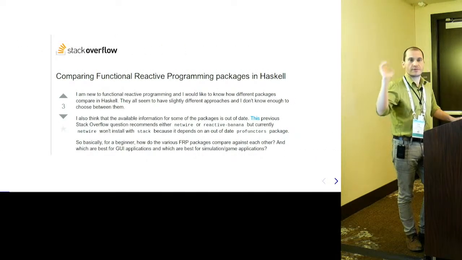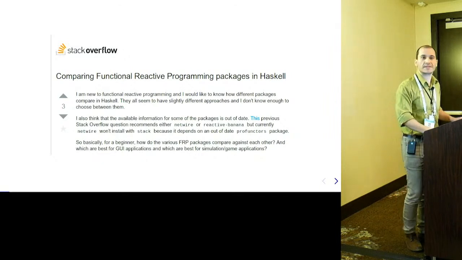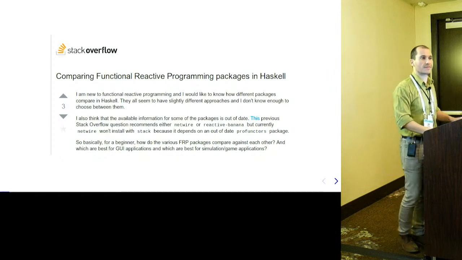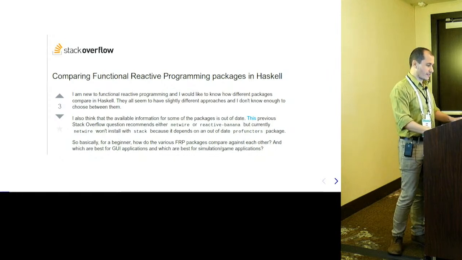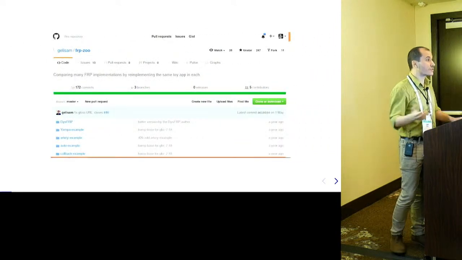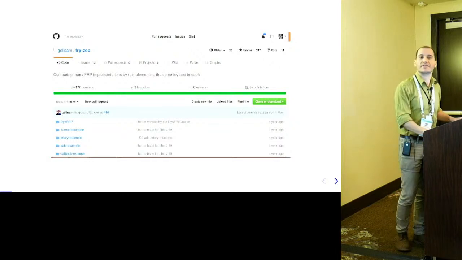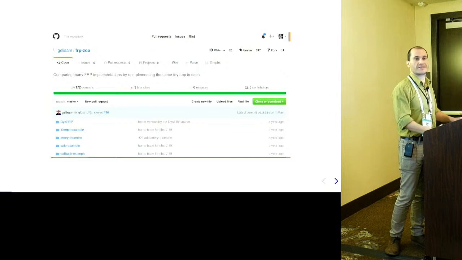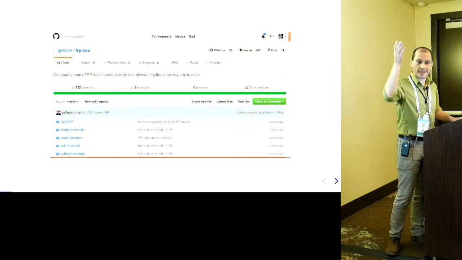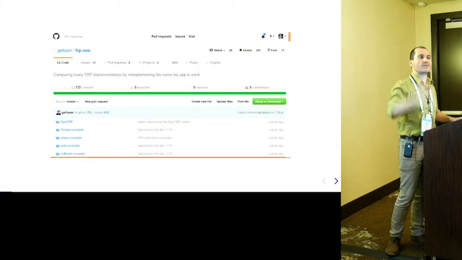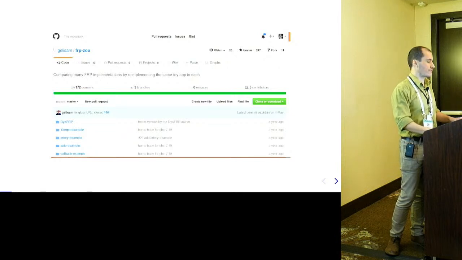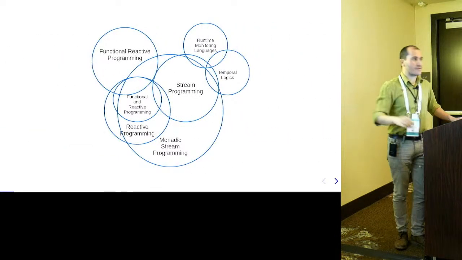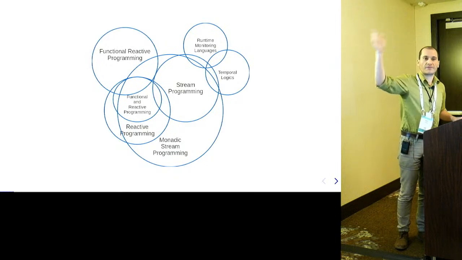And people get confused. This is a very common question on Stack Overflow. People saying, how do I make sense of this ecosystem, right? So much so that one of the most popular FRP projects is called the FRP Zoo, which just tries to help people make sense of the ecosystem and explain a few examples of how you would write them in different implementations, right?